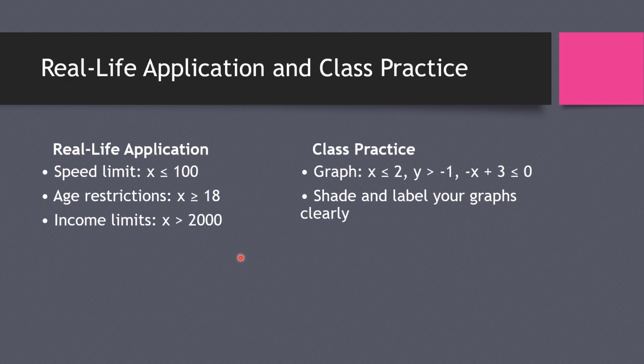Good. Let's see real life application and class practice. So for real life application, we can have a speed limit. We can show this speed limit on the graph sheet. Age restriction, that is x greater than or equal to 18. We can also have an income limit, x greater than 2,000.